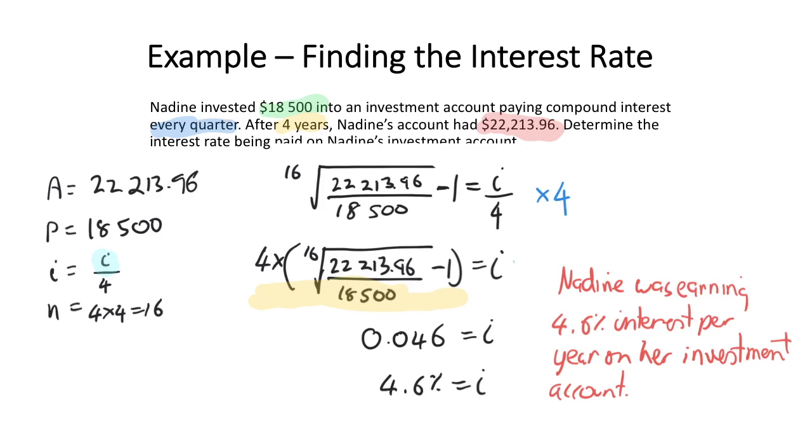So that is an example of how we can use the compound interest formula to be able to find the interest rate that applied if we know all of the other variables.